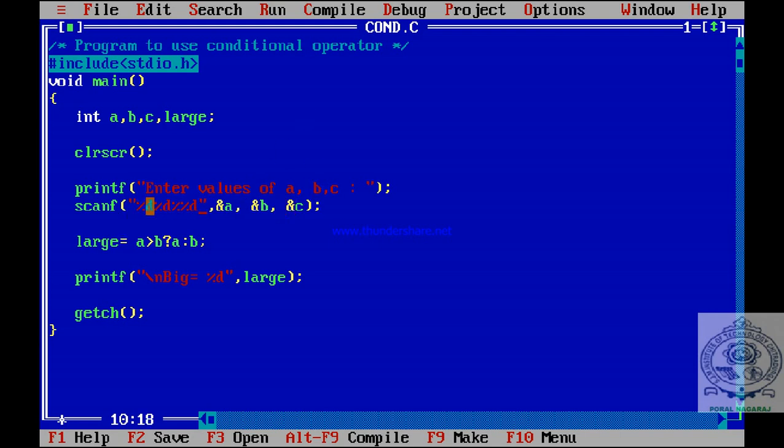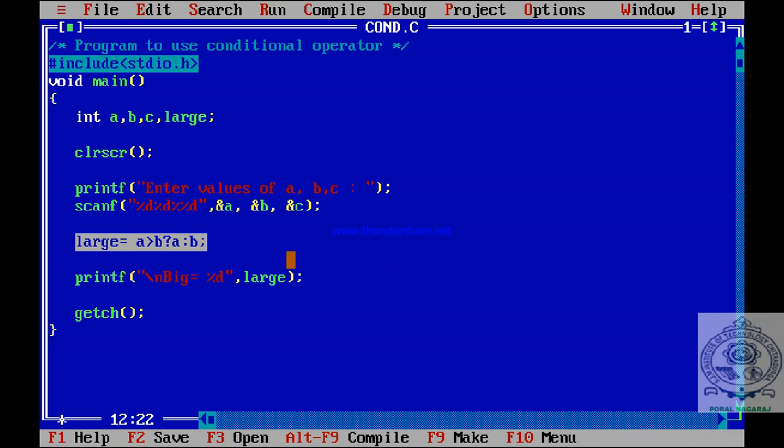See, now the number of format characters is 3, and the number of variables is 3. The type of format characters is integer, and the type of variables a, b, c is declared as integers, right? Now what do we have to do? First, let us consider the largest of two numbers. For the largest of two numbers, we have already discussed.